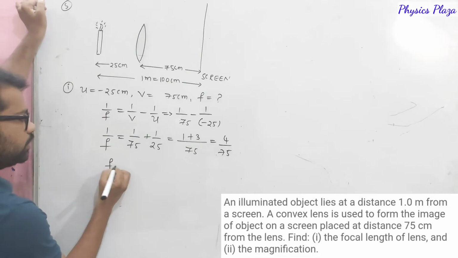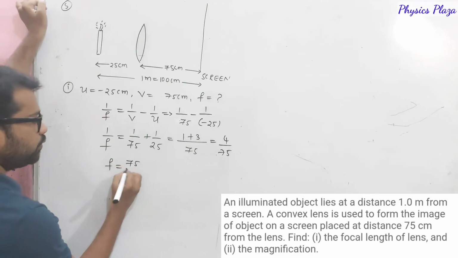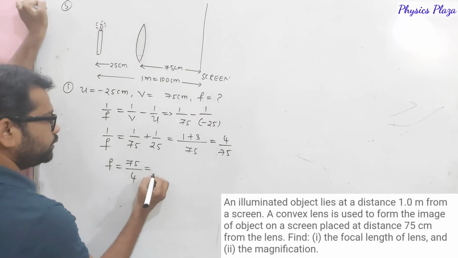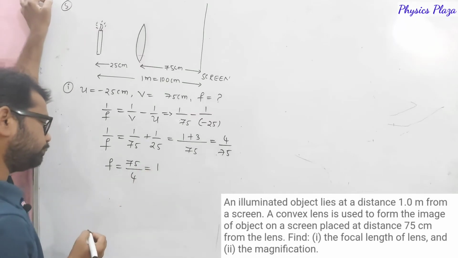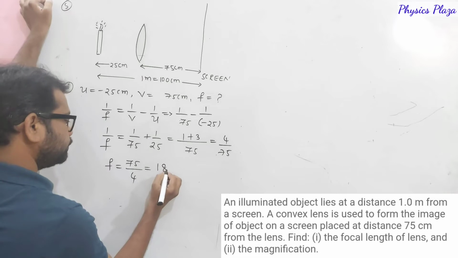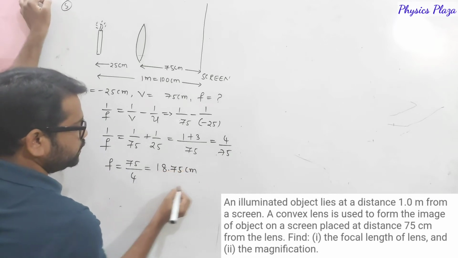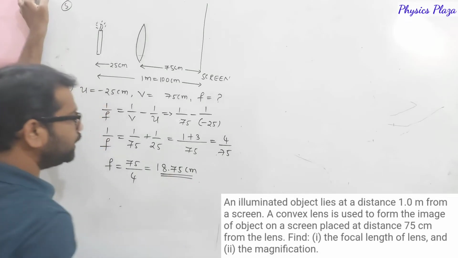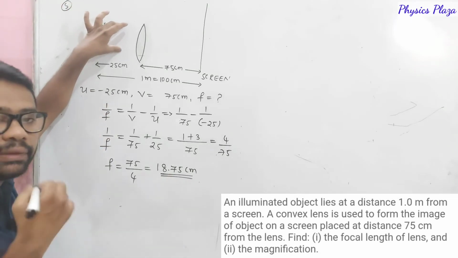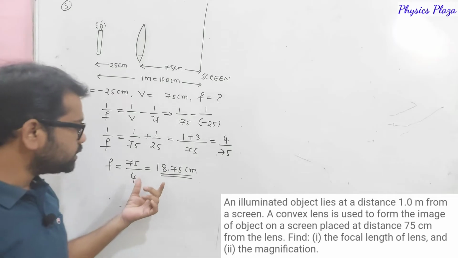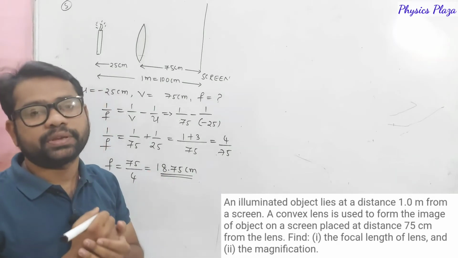So here f is equal to 75 by 4. So how much do you get? 4 ones are 4, 4 eights are 32, so 18.75 centimeters. So the focal length of the convex lens given according to the numerical, we got as 18.75 centimeters.